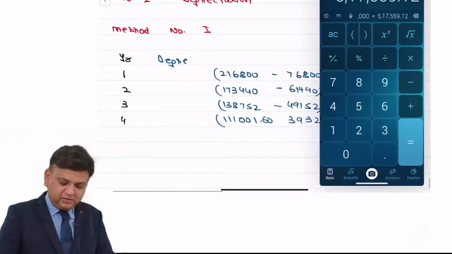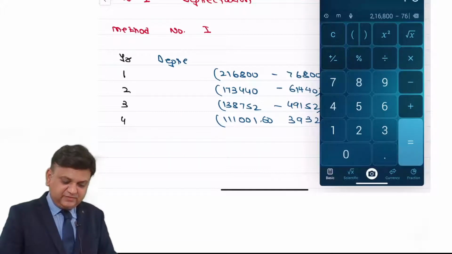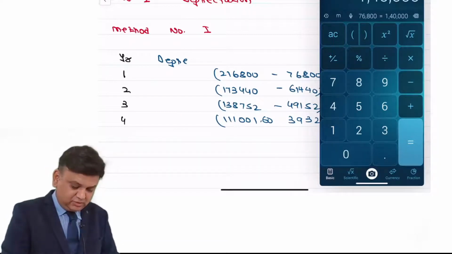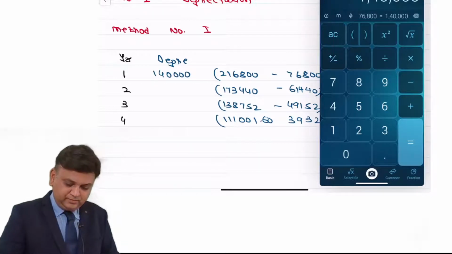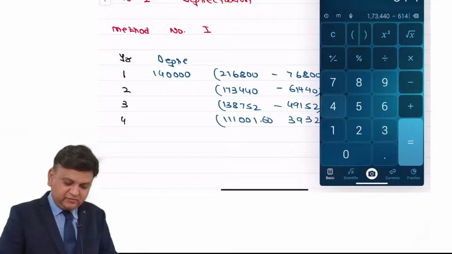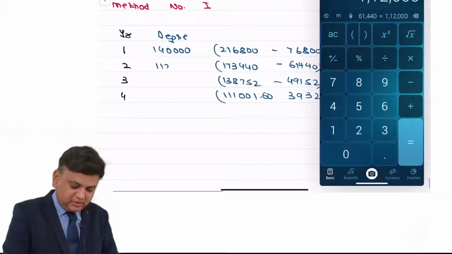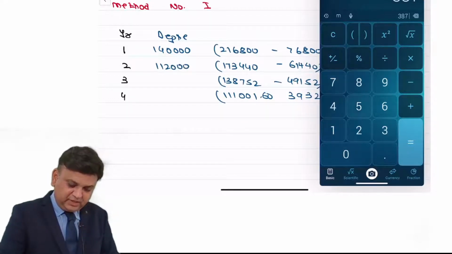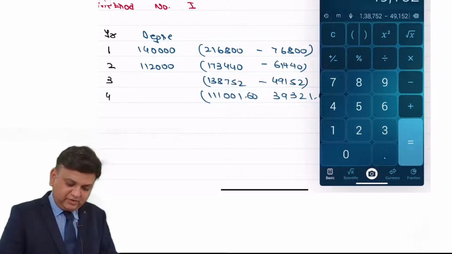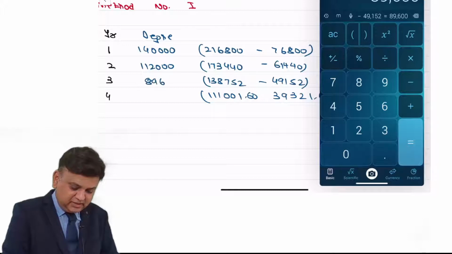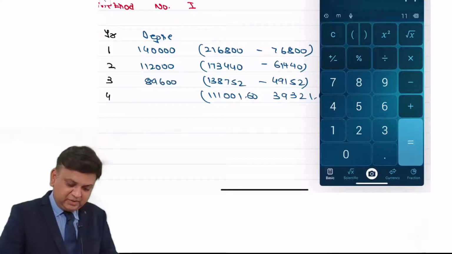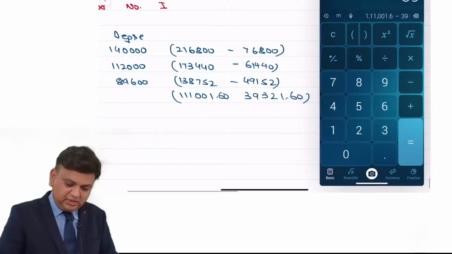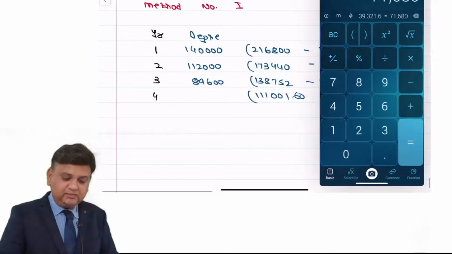So what will happen, it is 2,16,800 minus 76,800, so 1,40,000. 173,440 minus 61,440. So it is 1,12,000. 138,752 minus 49,152, 89,600. 1,11,006.40 minus 39,321.60. That comes to 71,680.